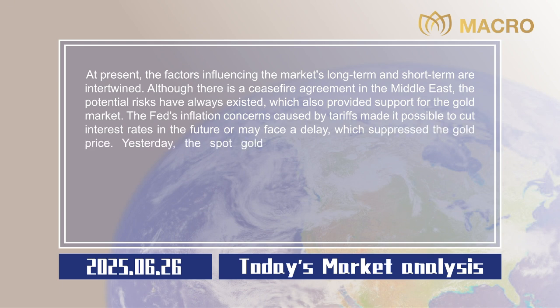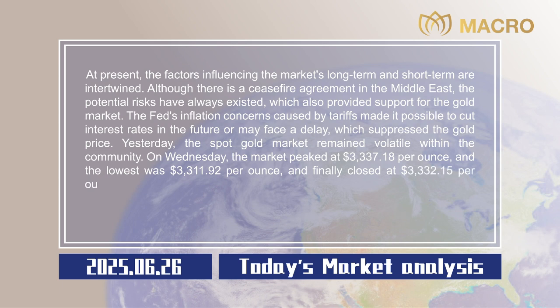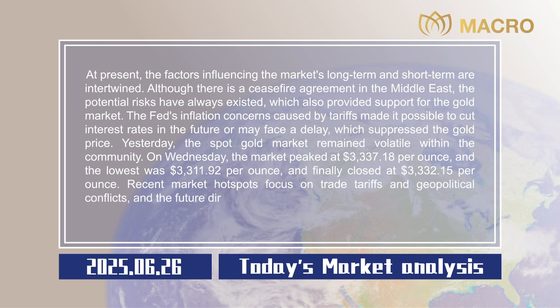Yesterday, the spot gold market remained volatile. On Wednesday, the market peaked at $3,337.18 per ounce, and the lowest was $3,311.92 per ounce, and finally closed at $3,332.15 per ounce. Recent market hotspots focus on trade tariffs and geopolitical conflicts, and the future direction of the Fed's monetary policy will also affect the market direction.